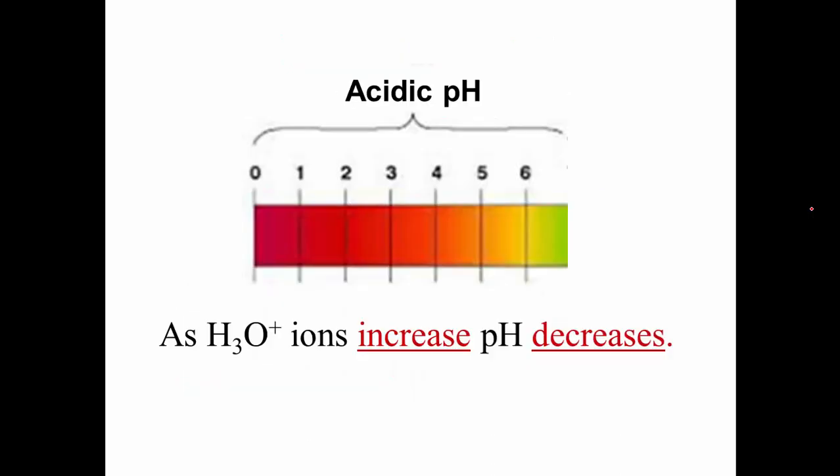So here's your acidic end of the scale. As your hydronium ion increases, your pH decreases. We're going to need to look at the math and understand why that is. It's not intuitive. We need to learn that this lowercase p is a log function, and mathematically it's going to create an inverse relationship for us. But right now, as we are more acidic, we have more hydronium ions, and our pH is going to get lower.